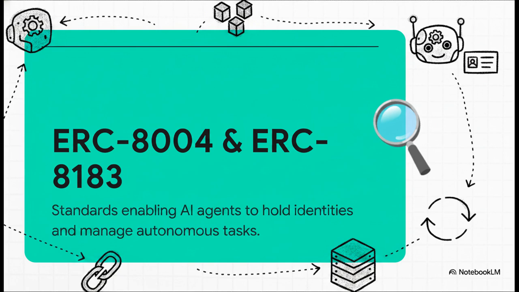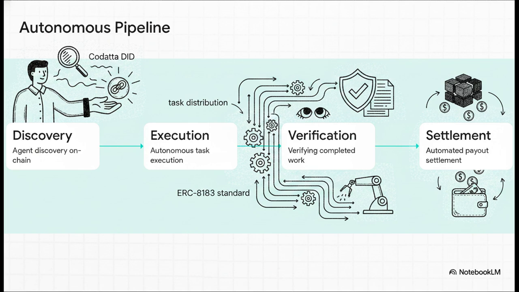How wild is that? And this brilliantly illustrates the real endgame here. When you pair an agent's Codatta DID with the ERC 8183 standard, which is designed for autonomous task distribution, you get this seamless, fully automated pipeline. Agents are discovered on the network, tasks are efficiently executed, the work is cryptographically verified, and the payout is settled, all running end-to-end on-chain. Codatta isn't just an identity layer for people. It's actively positioning itself as the foundational identity and settlement infrastructure for the entire automated EVM economy. That's the sprawling network of decentralized applications built on Ethereum and its compatible chains.